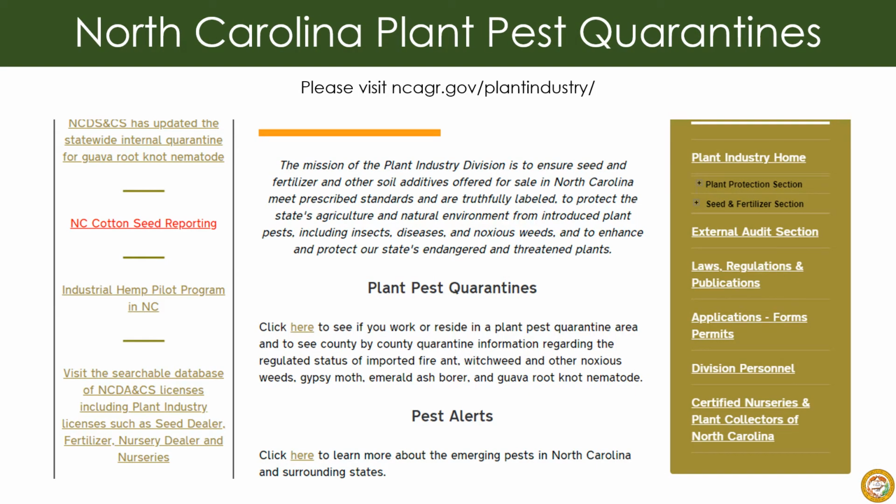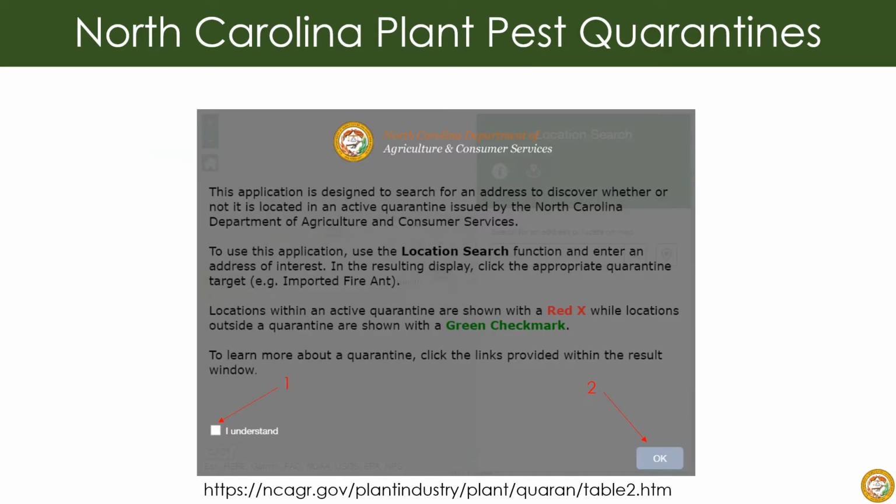We have a tool on our Plant Industry Division website, www.ncagr.gov/plantindustry, that allows you to quickly and easily look up a location in North Carolina to determine which plant pest quarantines are in effect for that area. To access the tool, simply click the link in the orange highlighted box you see on the slide, labeled Here. Prior to using the tool, you will need to read the instructions and then click the little box labeled I understand and then select OK.